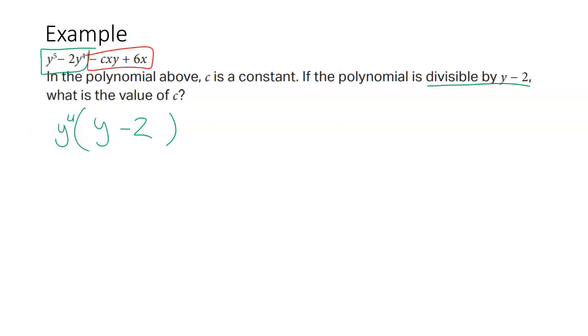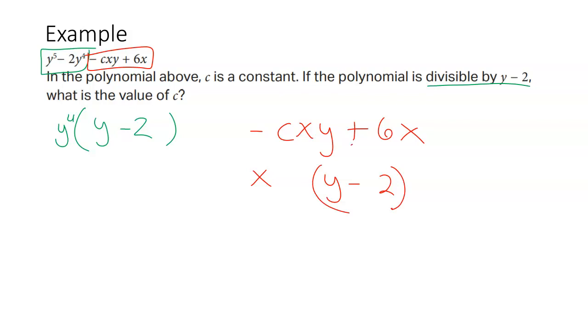So now I need to focus on this part. Negative c x y plus 6x. Well, right now I see that I have x as a GCF, so I can factor that out. But I still need to be left with y minus 2 when I'm done, which means this positive 6 needs to turn into a negative 2. So what number can I plug in for c so that when I factor it out, and also out of the 6, I'm left with a negative 2? So I need a negative 3, which means c is going to be 3.